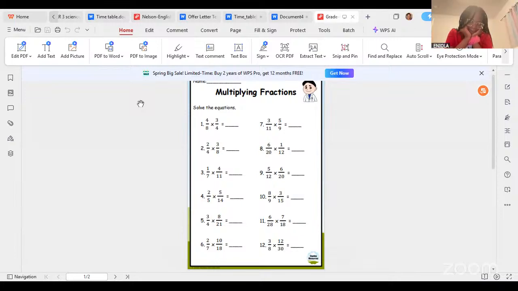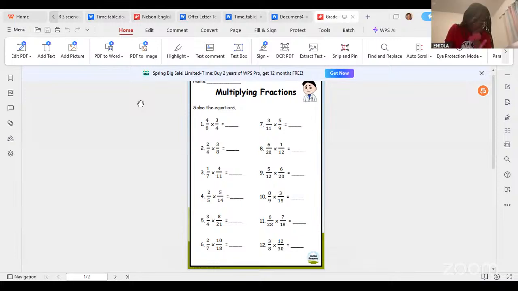10/63. Number 7. 5/33. Beautiful. Number 8. 1/40. Number 9. 1/8. Yes. Number 10. 48/180 is 8/45.